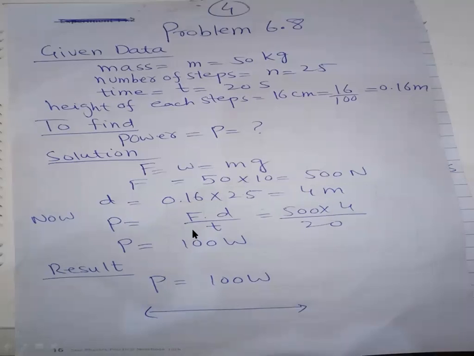The power formula is F D divided by T. The power formula is W by T, but W is equal to F times D, divided by T. So if I just put the values, 500 is the force, D is 4 meter, and time is 20 seconds, which is given to me. If I multiply 500 by 4 divided by 20 with the help of a calculator, you can find the power, which is 100 watt. The unit of power is watt. So my result will be power is equal to 100 watt.